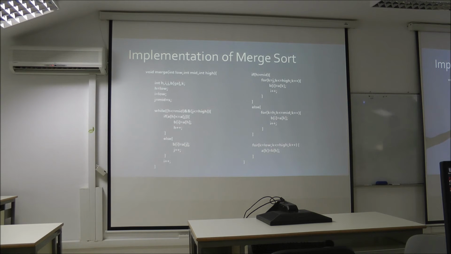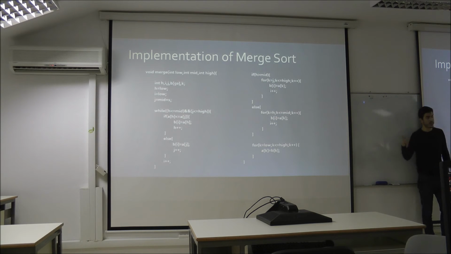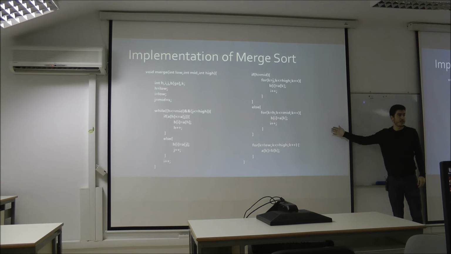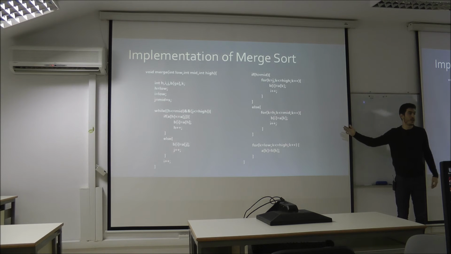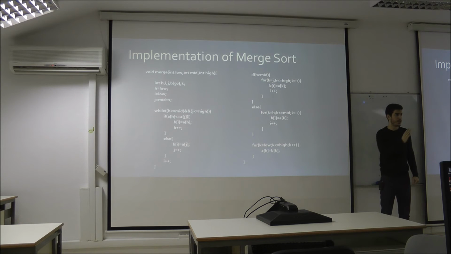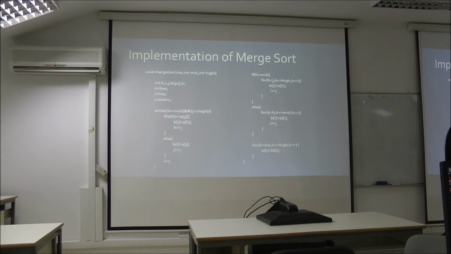Here is the other option, when the element of the second list is the smaller. And in that code, what we do is see if one half of the array has reached the end. So if one half is empty, we will fill the array with the numbers left in the other half.